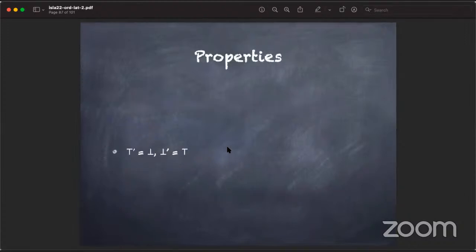So now a few properties. It is quite easy to see that the complement of top is bottom and the complement of bottom is top. I think all of you agree with me here. And of course, the complement of a complement is the member itself. Do you all agree that it directly follows from the definition? Because A join A prime is top and A meet A prime is bottom, it directly follows that the complement of a complement is the member itself.